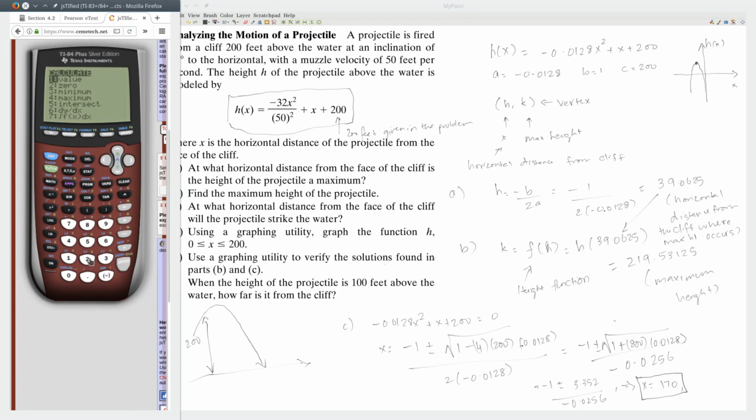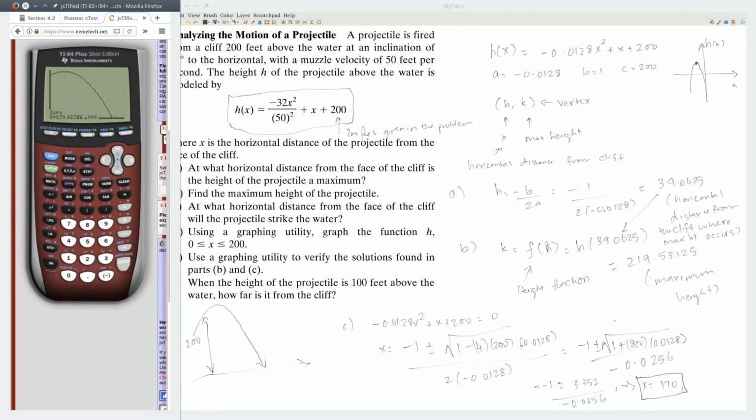Now we could also verify this answer of 170, because that's where it crosses 0. So second trace and hit 2. Left bound is right over there, and right bound is somewhere way below. So hit enter and give it guess, and it says y is 0 when x is 170.023. So we were able to verify that as well.